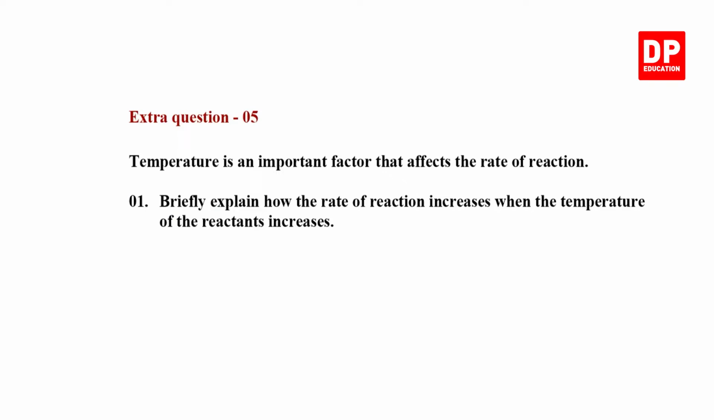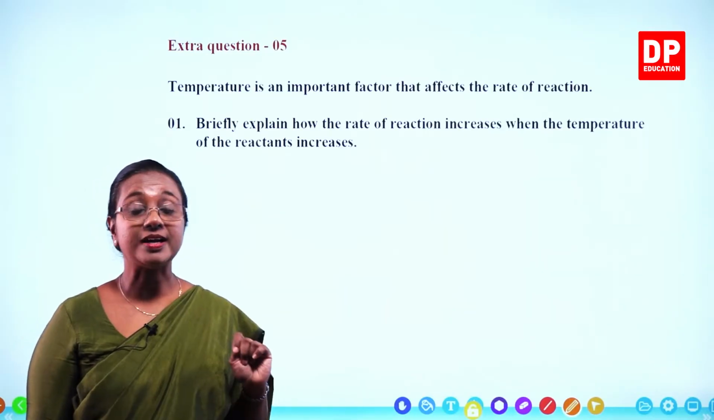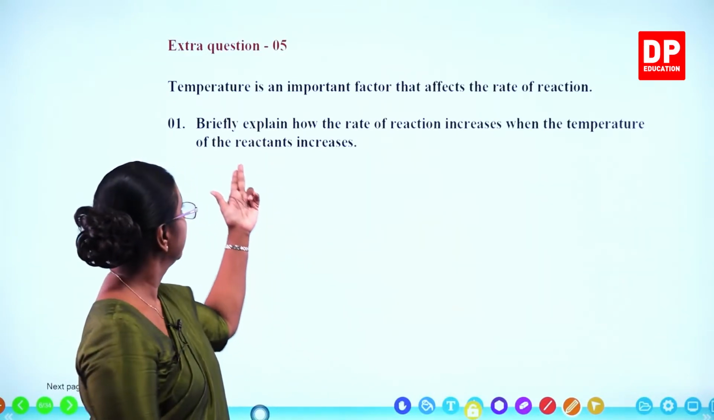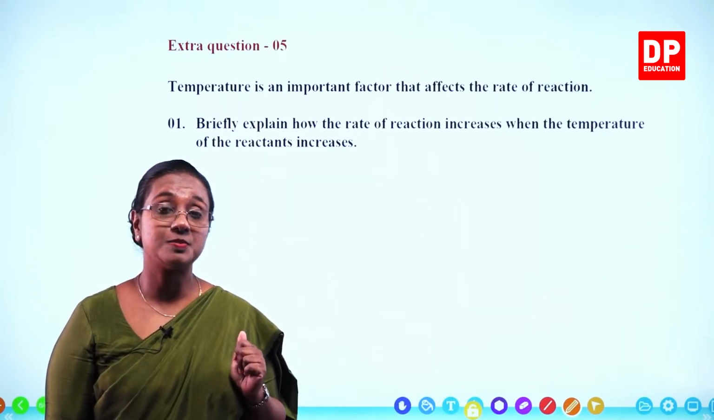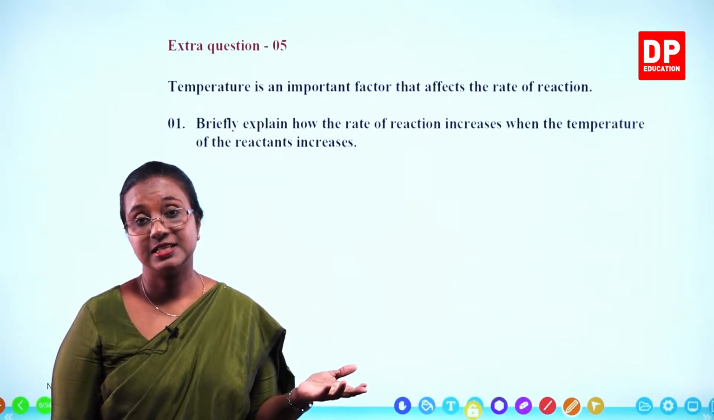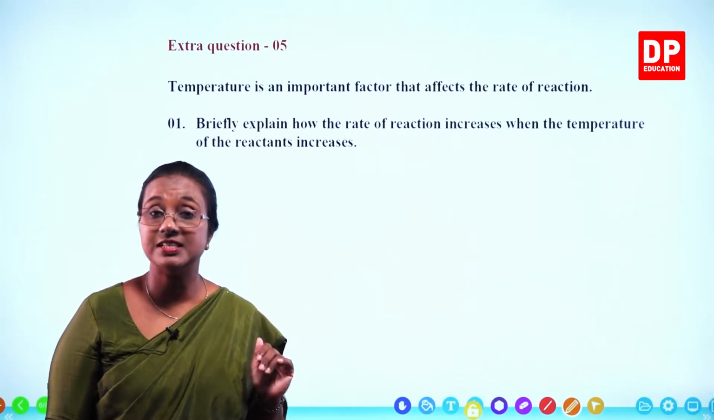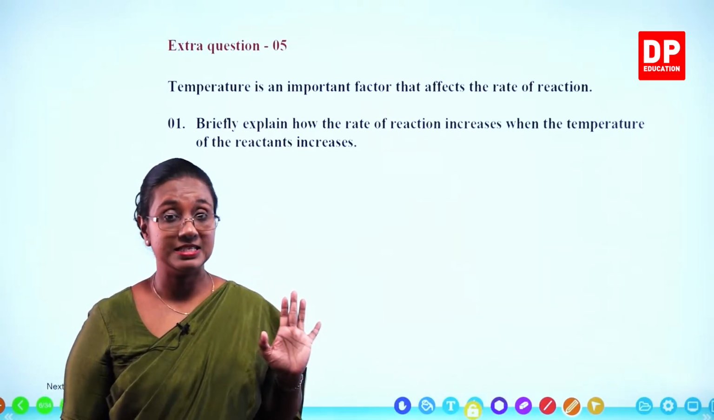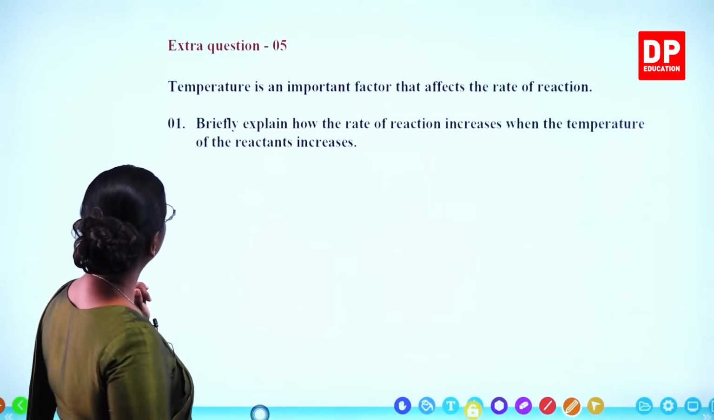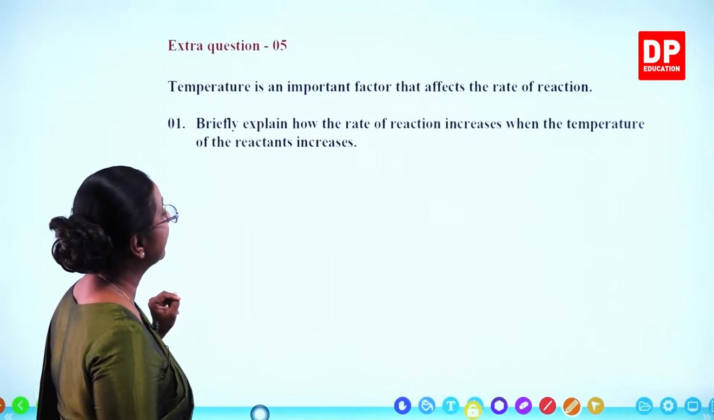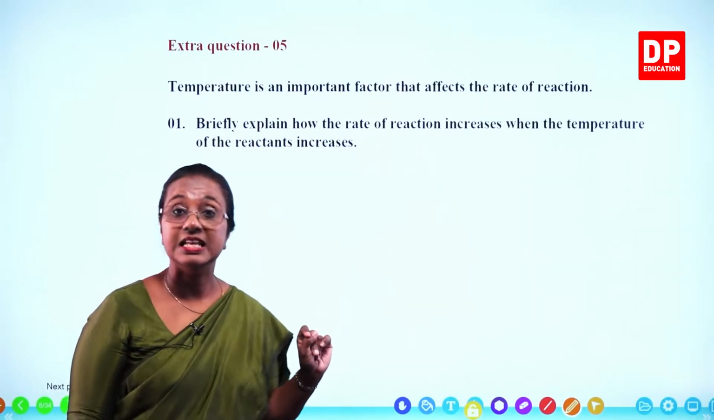Extra question 5. Temperature is an important factor that affects the rate of reaction. So there are 4 factors: surface area of reactants, concentration of reactants, temperature at which the reaction takes place, and also the catalyst. And if they are gaseous reactants, instead of concentration, we consider the pressure of the gaseous reactants. So then, the question. Briefly explain how the rate of reaction increases when the temperature of the reactants increases.